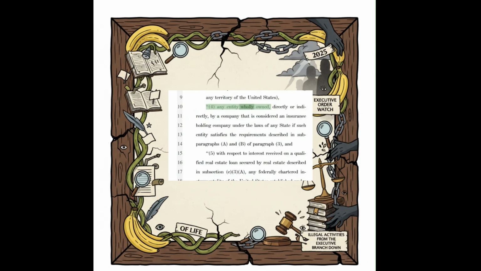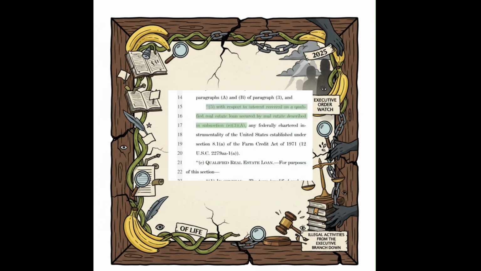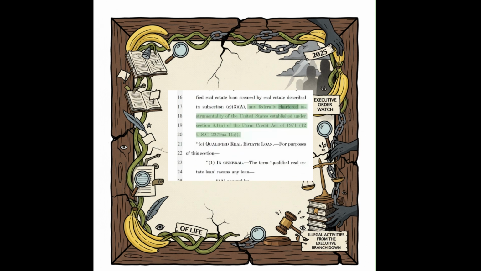Any entity wholly owned, directly or indirectly, by a company that is considered an insurance holding company under the laws of any state, if such entity satisfies the requirements described in subparagraphs and of paragraph, and with respect to interest received on a qualified real estate loan secured by real estate described in subsection. Any federally chartered instrumentality of the United States established under section 8.1 of the Farm Credit Act of 1971.